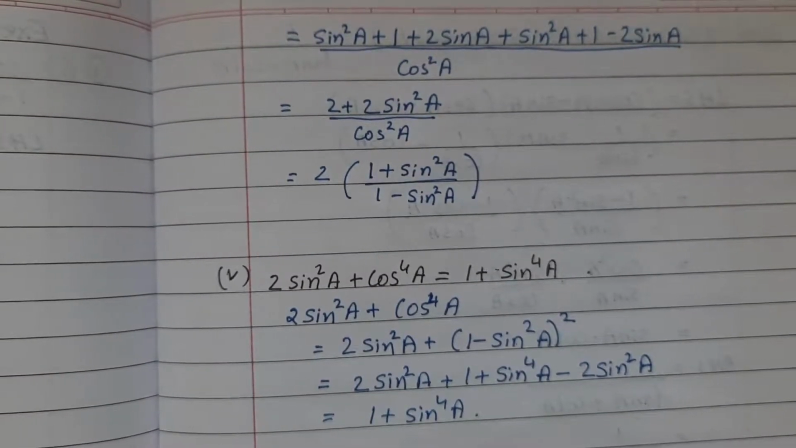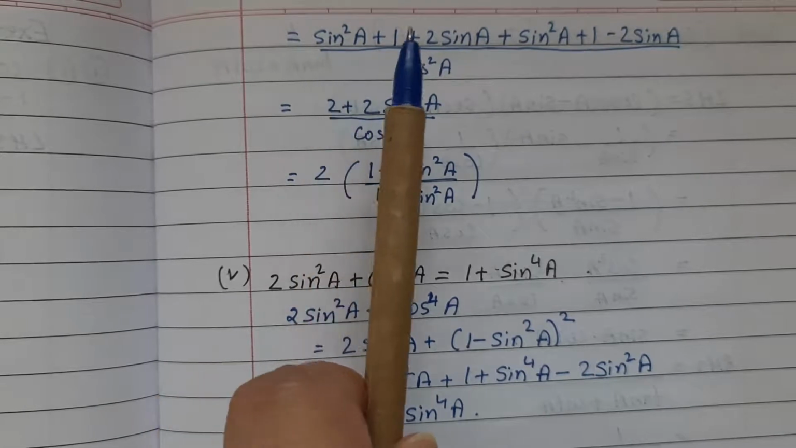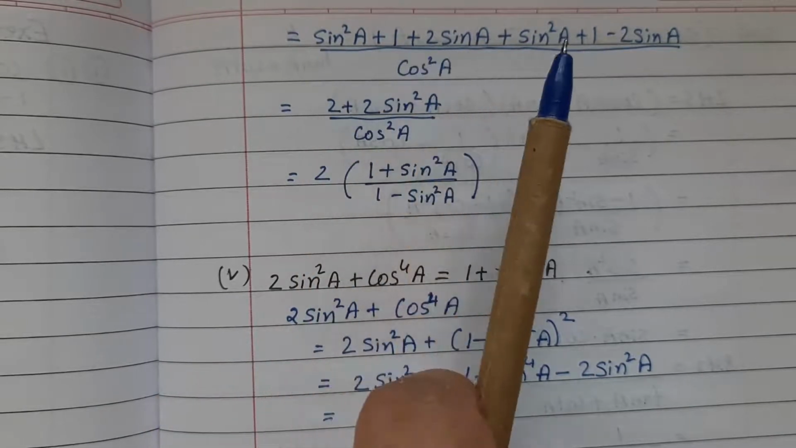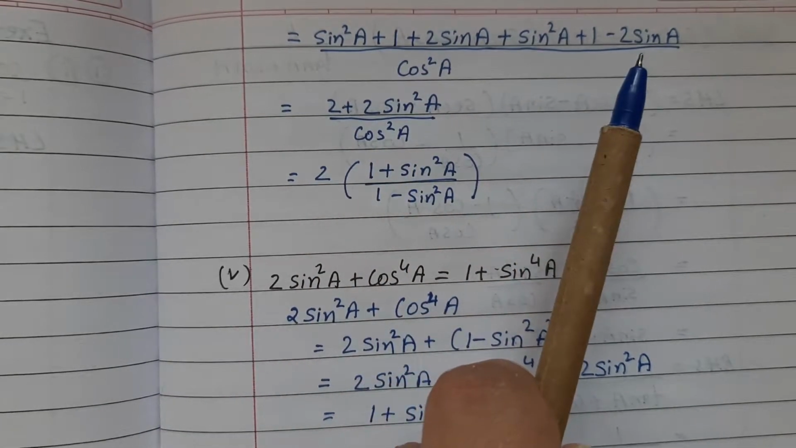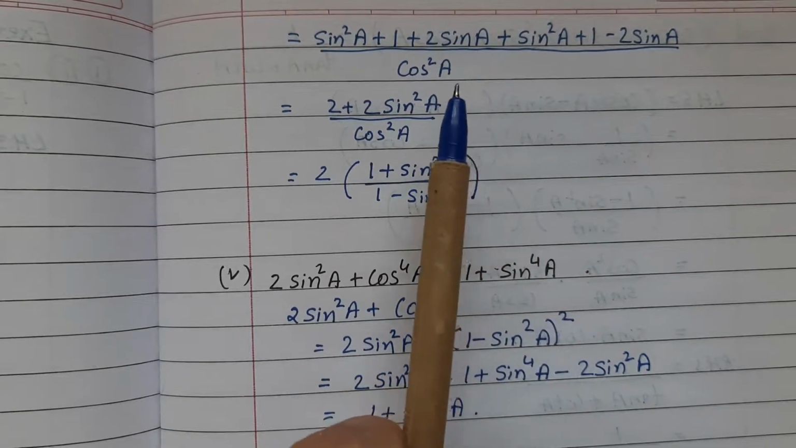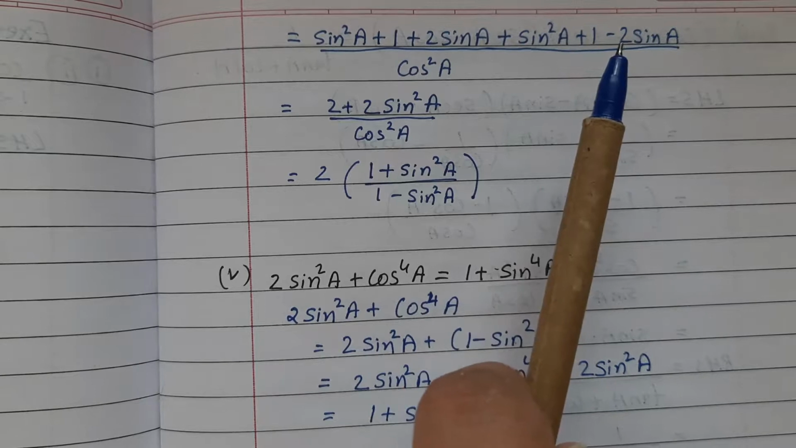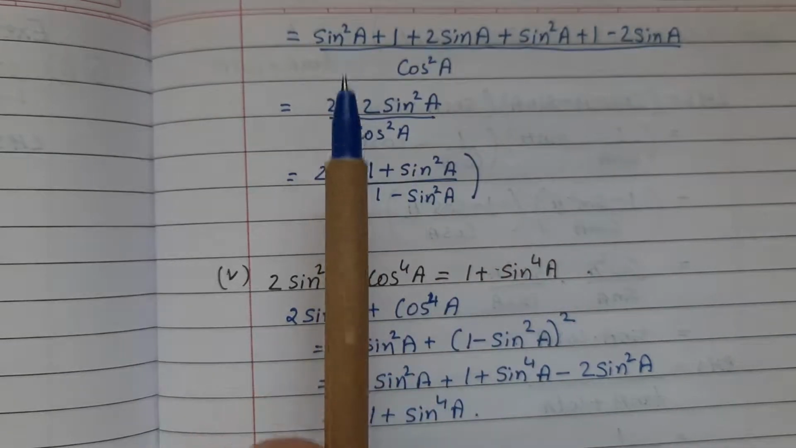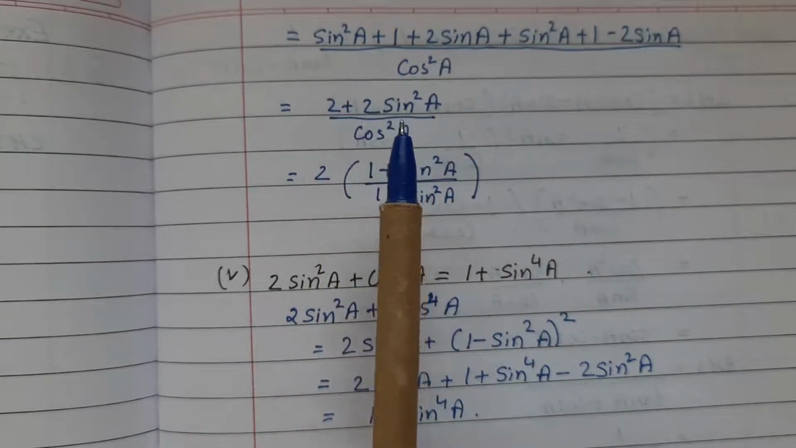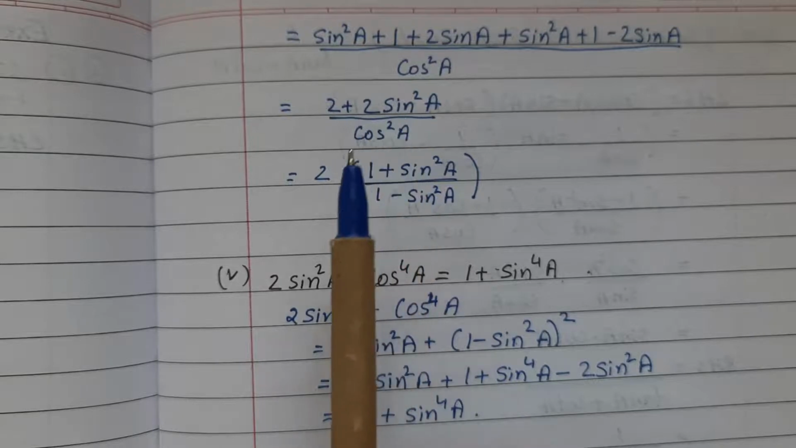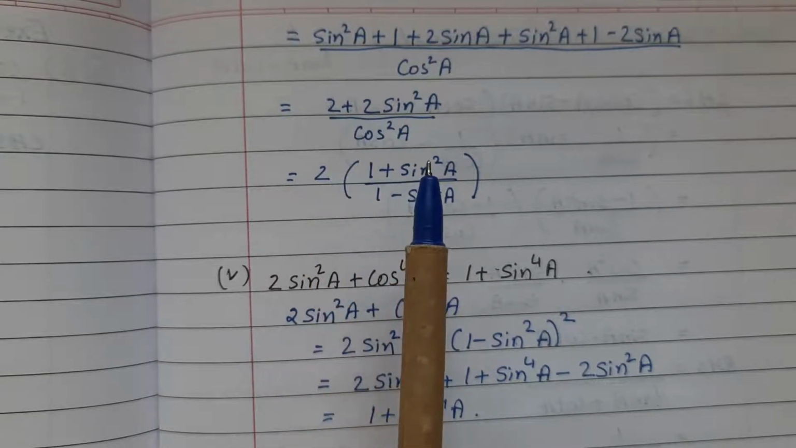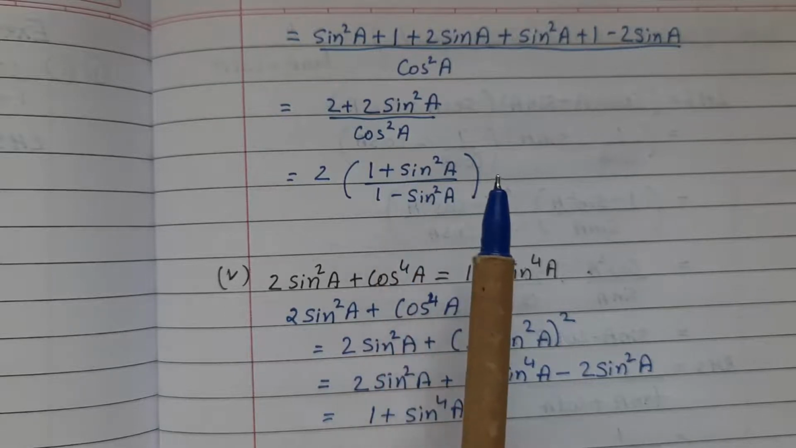Open the bracket. Sin square A plus 1 plus 2 sin A, plus sin square A plus 1 minus 2 sin A, upon cos square A. Plus 2 sin A minus 2 sin A cancel each other. 2 sin square A plus 2 upon cos square A. 2 is common, so 2 into (1 plus sin square A) upon cos square A, and cos square A is 1 minus sin square A, equal to the right hand side.